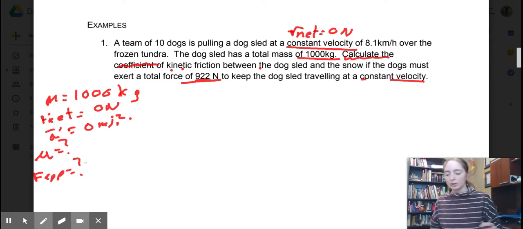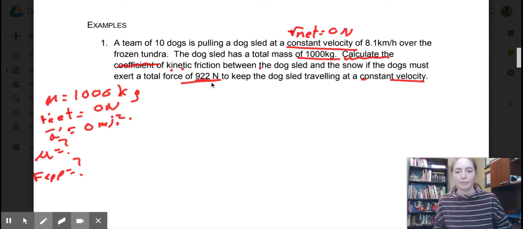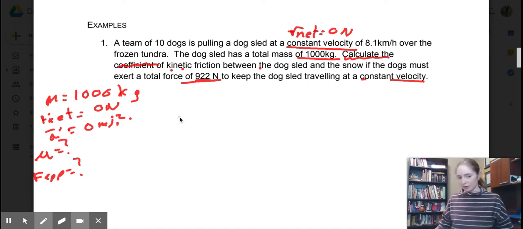Okay, so first things first, let's draw our beautiful diagram. Here, come on, Freya, chew your bone. You chew your bone. Okay. Oh, hi. Now we're going to chew the bone on my lap again.